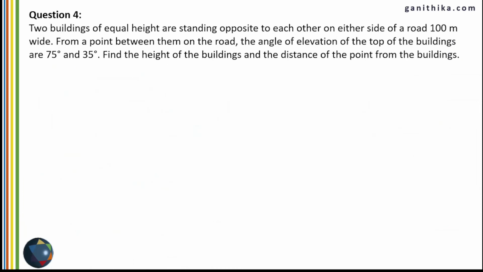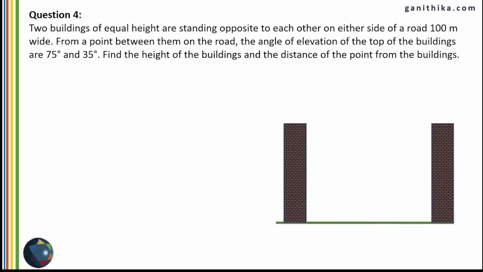Two buildings of equal height are standing opposite to each other on either side of a road 100 meters wide. So the road is 100 meters wide, and there are buildings on either side of the road which is of same height. From a point between them on the road. So let's mark the point between them on the road.